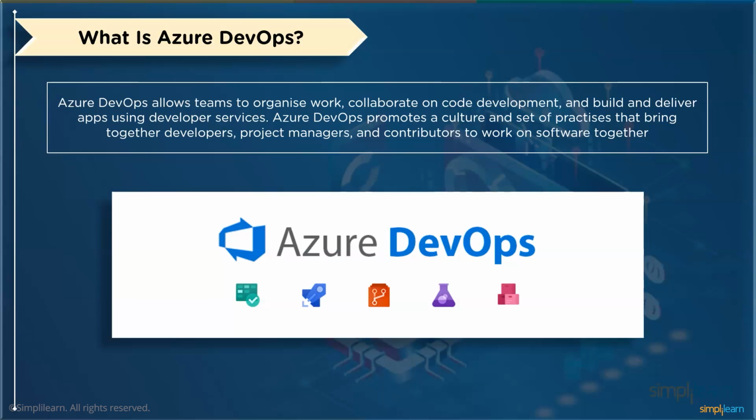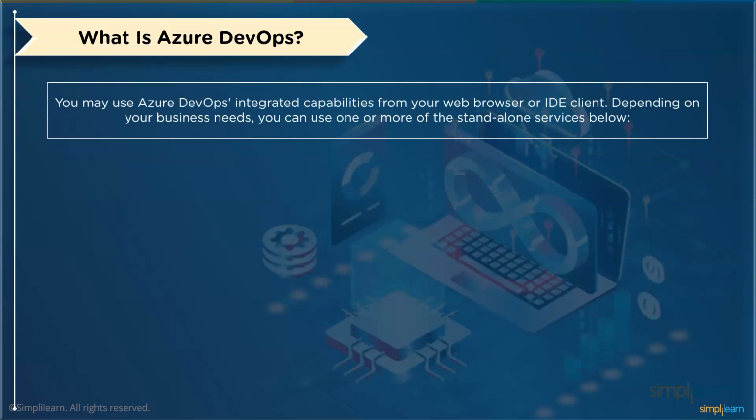You can use Azure DevOps services in the cloud or Azure DevOps Server on premises. Azure DevOps has built-in functionality that you may access via a web browser or an IDE client. Depending on your business needs, you can use one or more of the following standalone services.